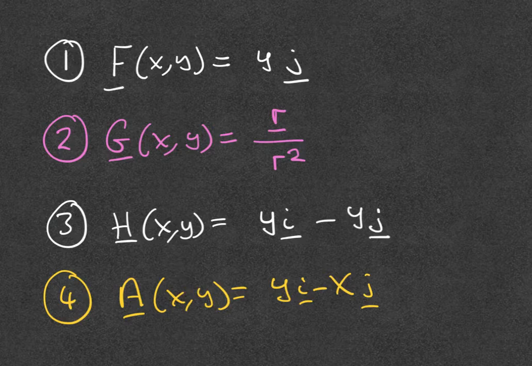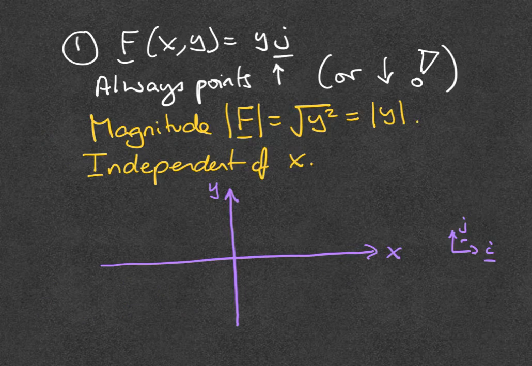Okay, welcome back. Let's look at the first one on the next slide. So for this example, our vector field is y times the unit vector j. And the unit vector j points in this direction, straight upwards. So at all points, all x and y, our unit vector you might think is going to point up, but bear in mind if y is negative, that reverses the direction of the vector. So if y is negative, in other words, we're below the x-axis, it will point straight downwards.